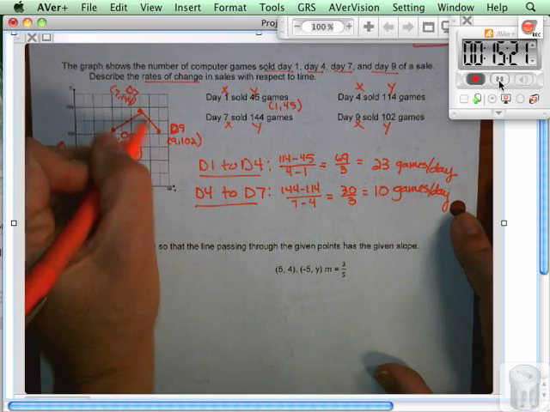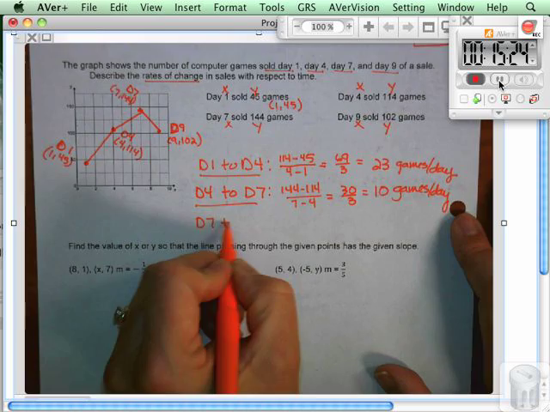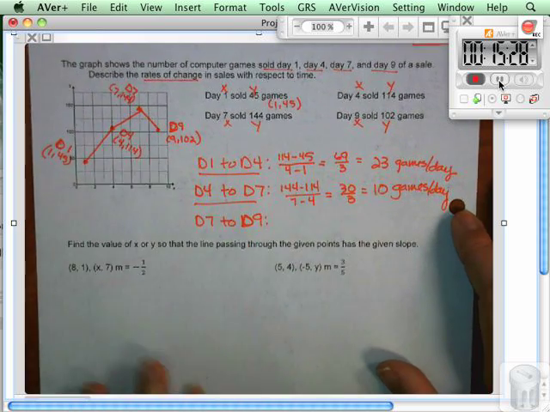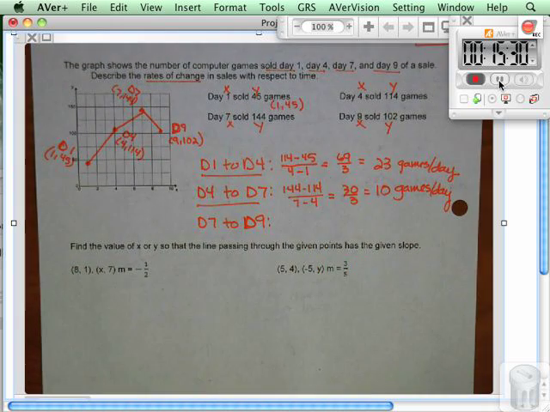And then let's do this last one, D7 to D9. What's going to happen to this slope, you guys? Was it going to be positive or negative here? We're going to get a negative number, which means the sales really dropped off.